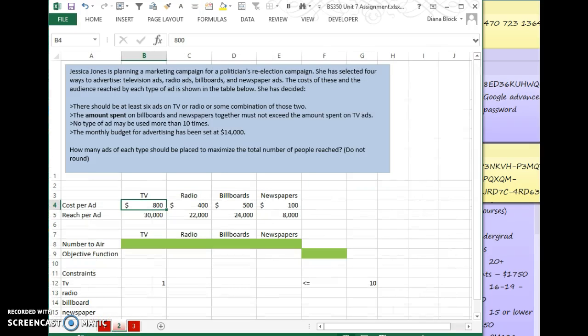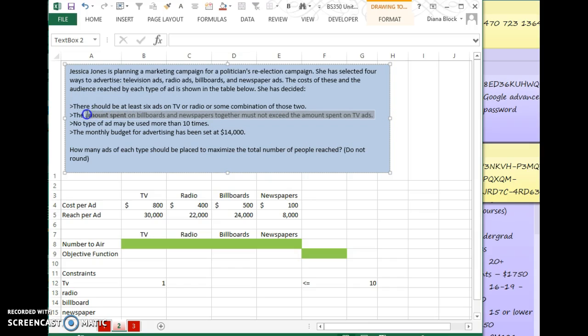The next problem, let's take a look, has to do with advertising. And what we're looking at is we've got different types of ads that we could have. We could have TV ads, radio, billboard. We've got some constraints. There should be no more than 6 ads from TV and radio. A combination of those should not be more than 6. No ad can be used more than 10 times.